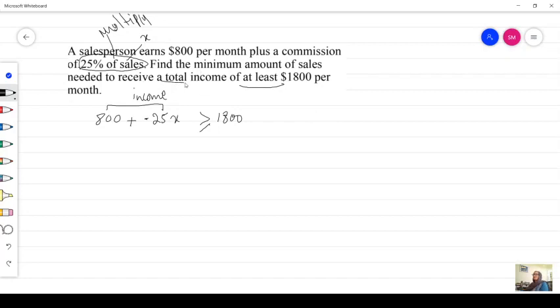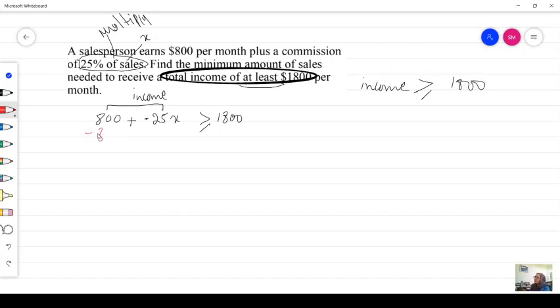So the question is asking a total income of at least 1800, so I will translate this first. Income at least $1,800, like he can earn more than 1800 or equal 1800 but not less than 1800. And what is his income? $800 plus the commission. So that's how the equation should look. They are asking for the minimum amount of sales, like how much he should sell to get $1,800 at least.